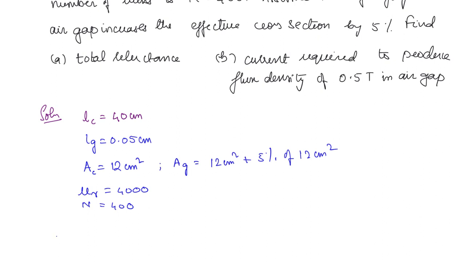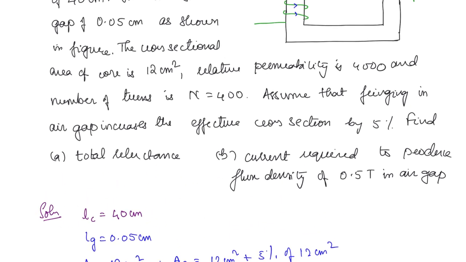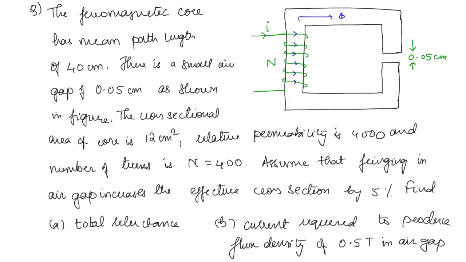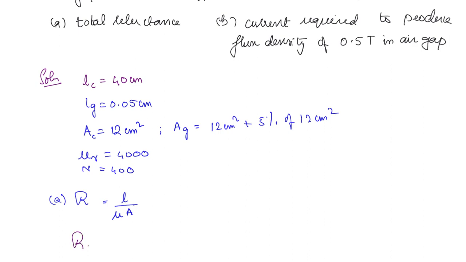Now what we have to find? First we have to find the reluctance. Now what is the expression for reluctance? This is given by L by mu A. But here we have the core as well as the air gap. So you can see that the same flux will go through the core and the same flux will go through the air gap. So the reluctance of this air gap and the reluctance of this magnetic core will both be in series. So R effective is going to be the reluctance of the core plus the reluctance of the air gap.